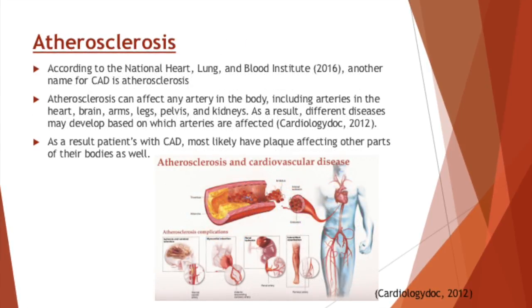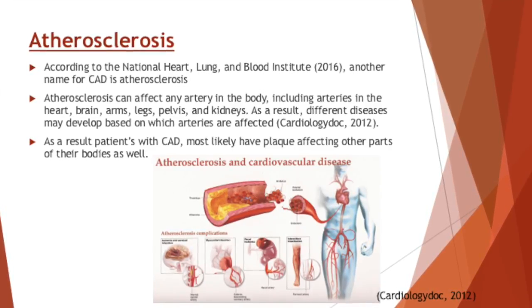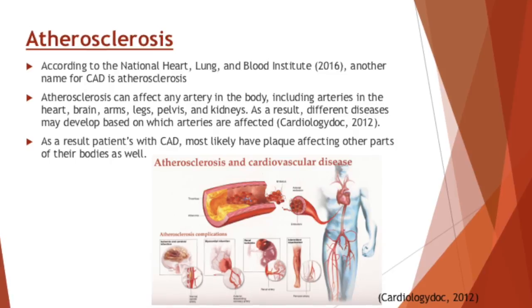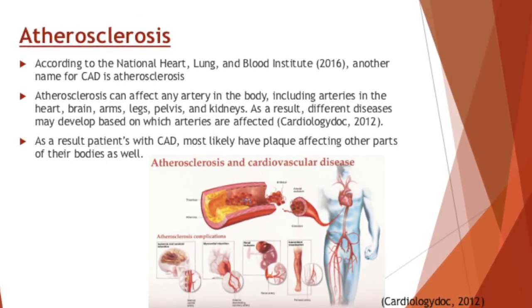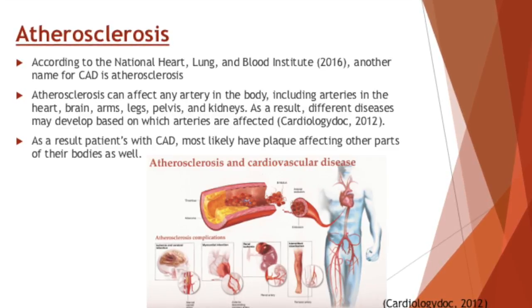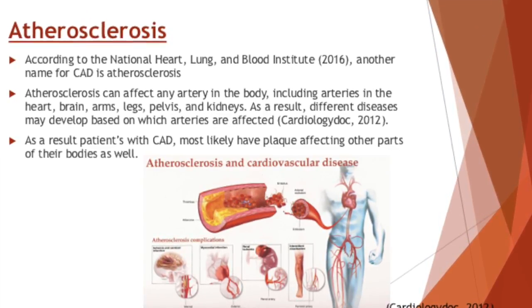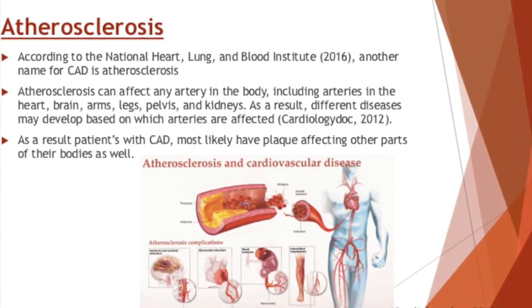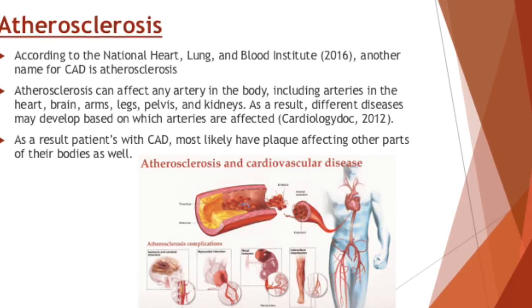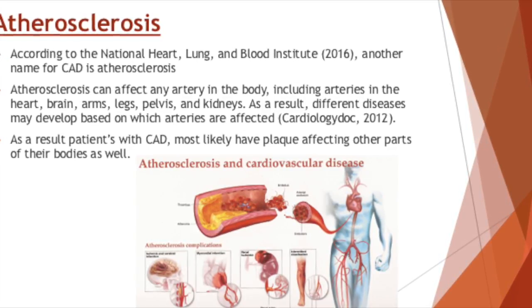According to the National Heart, Lung, and Blood Institute, another name for coronary artery disease is atherosclerosis. Atherosclerosis can affect any artery in the body, including arteries in the heart, brain, arms, legs, pelvis, and kidneys. As a result, different diseases can develop based on which arteries are affected, and therefore patients with CAD most likely have plaque affecting other arteries of their bodies as well, not just necessarily their heart.